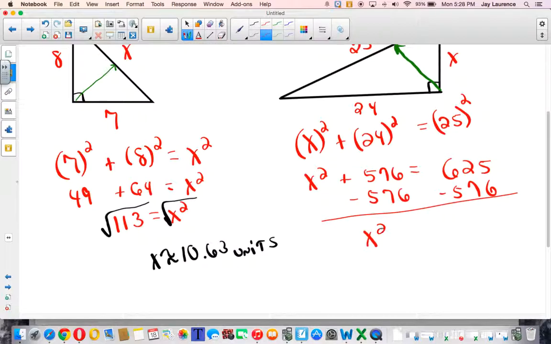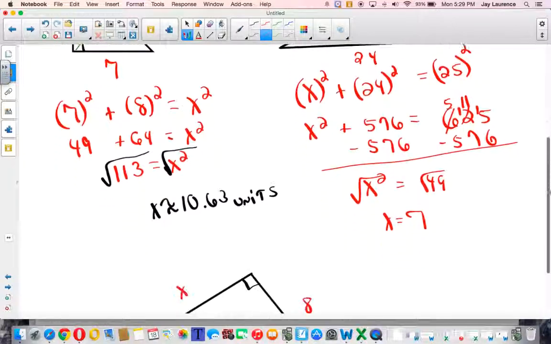And I think I'm going to get 49 here, right? Gotta borrow. I gotta borrow again. And so yeah, it's going to be 49. Take the positive square root, and x is going to equal 7 units, inches, or whatever.